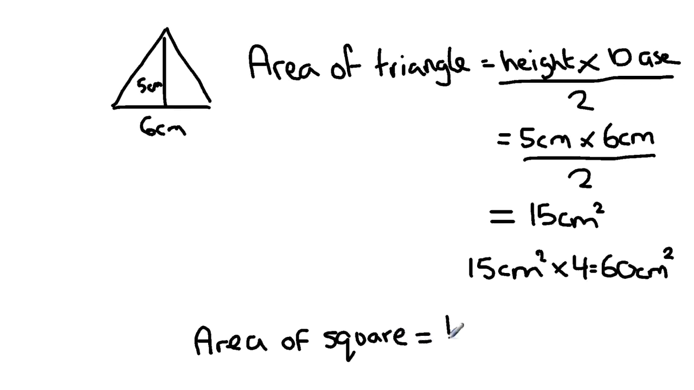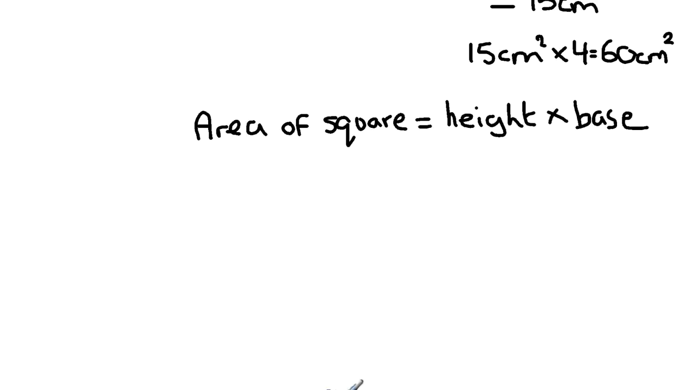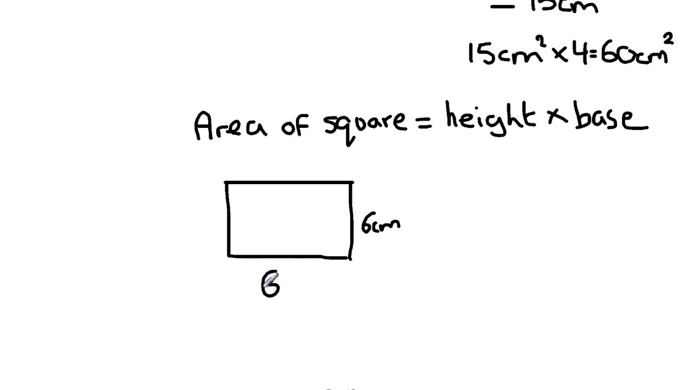Area equals height times base. So a rough sketch. The height is 6 centimeters. The base is 6 centimeters. So to find out the area, we're going to do 6 times 6.